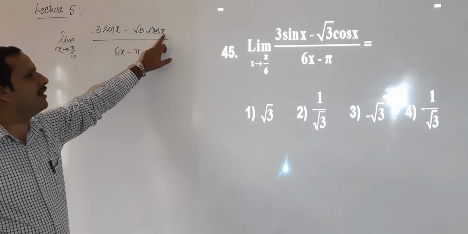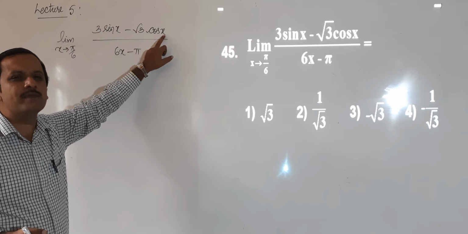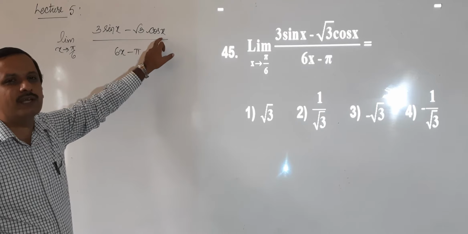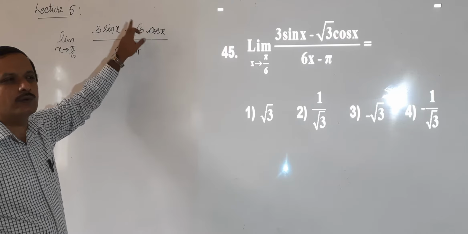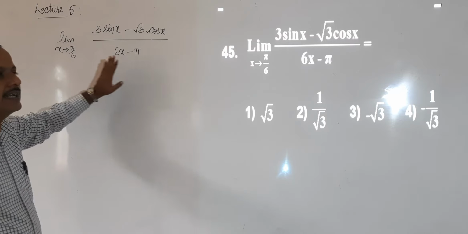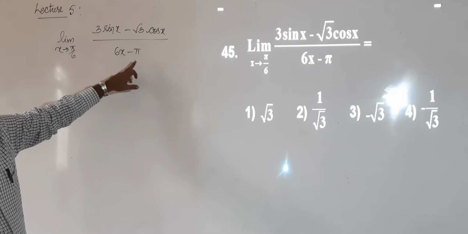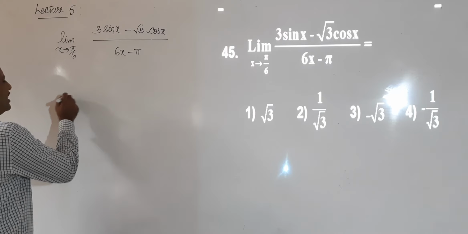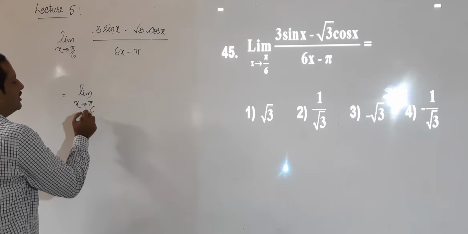Second term, if I put x as pi by 6, cos pi by 6 is root 3 by 2. Root 3 into root 3 by 2 will give you 3 by 2. So 3 by 2 minus 3 by 2, the numerator will be 0. Denominator, when I put x as pi by 6, 6 gets cancelled, pi minus pi, that will also be 0. 0 by 0 is an indeterminate form, so we can use L'Hospital's rule.